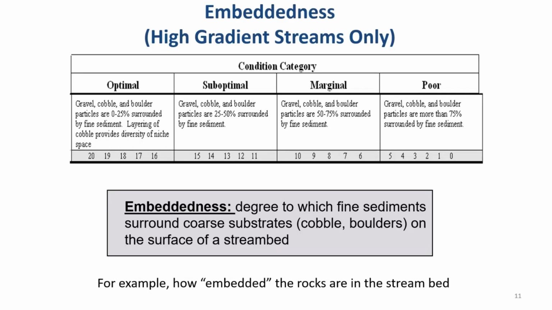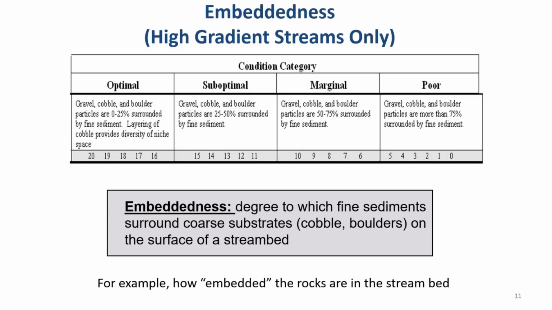So question 2 is embeddedness. This talks about the degree to which fine sediments surround the coarse substrates. So how those cobbles and boulders are embedded into the stream. Aaron likes to say it's like peanut butter around them. Think about how hard it is to pick up that rock. Are you disturbing a lot of sediment as you're picking it up?